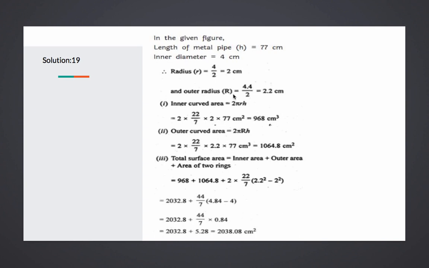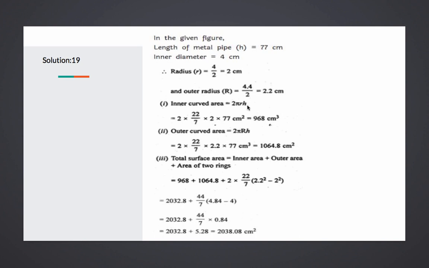Outer radius was to be calculated. Diameter is given, so half of that, which comes like this. Clear? We know small r. We know capital R. The question is asking the very first part: inner curved surface area. Students, the curved surface area formula, what is it? 2 pi RH. If they are asking inner, I'll take the inner radius, that means the smaller radius. So 2 pi rh. Remember, height will not change for the cylindrical pipe. It will remain the same.